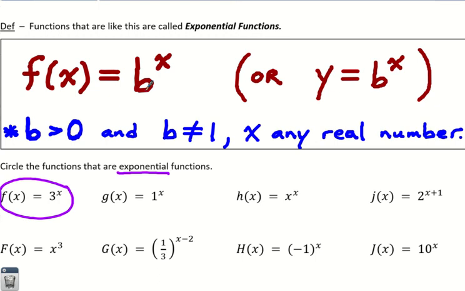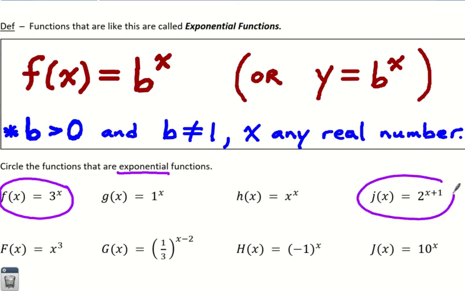Imagine if the base was 0 or the base was 1. If you had 0 to a power, that would just always be 0. And if you had 1 to a power, that would just always be 1. So little g, no good. Little h, no good, because who's to say that this base of x couldn't be negative or 0 or whatever? So little h doesn't work. Your base can't be a variable.